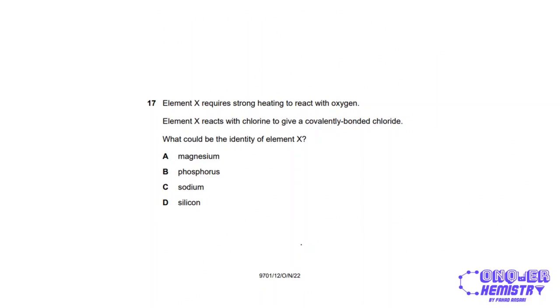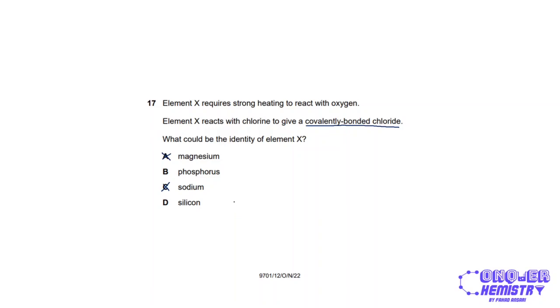Now over here, simple question on period 3. Says over here that element X requires strong heating to react with oxygen, and it reacts with chlorine to give a covalently bonded chloride. Now this automatically rules out options A and C because these metals react with chlorine to form an ionic compound. Now, with regards to phosphorus and silicon, which of these will be the answer?